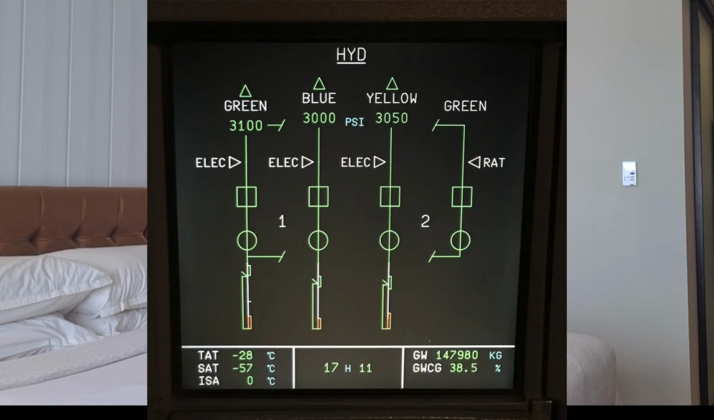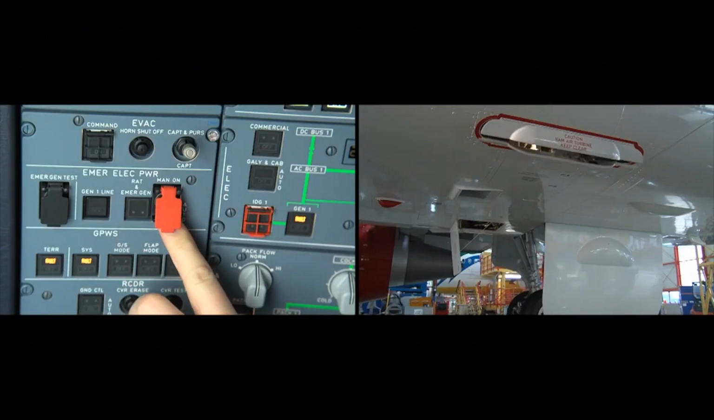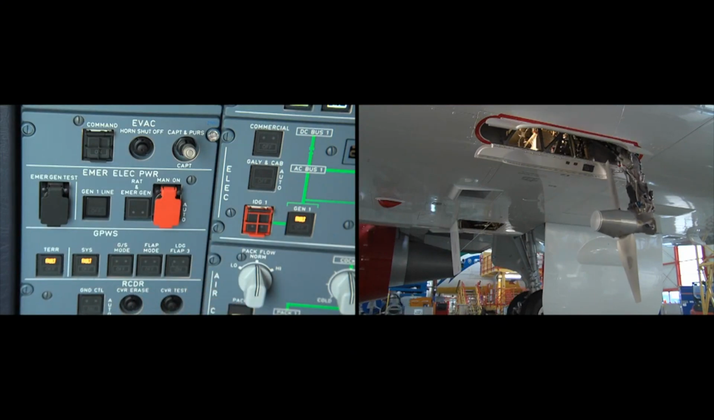The RAT may also be extended manually at any time by pressing the RAT man switch, which is normally located at the top. Alternatively, the RAT will deploy automatically in case of a dual engine failure or in the event of a hydraulic low level in either green and yellow or the green and blue systems. Normal hydraulic pressure on the A330 is about 3000 psi, but the RAT will only supply about 2500 psi.